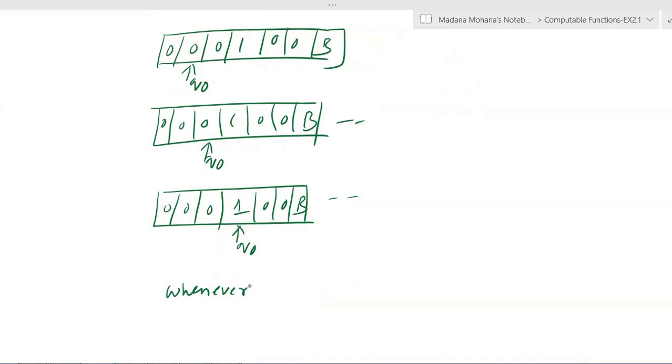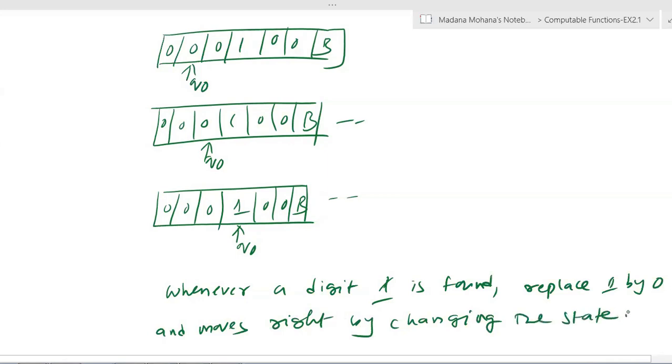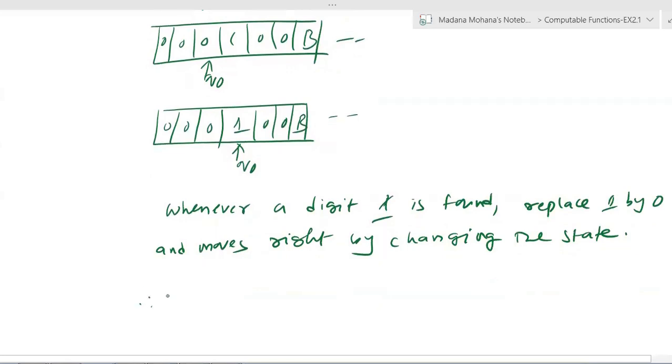So whenever a digit 1 is found, replace 1 by 0 and move right by changing the state. So the transition for this is delta of q0 on 1 equal to q1, where 1 is replaced with 0, then it moves right.